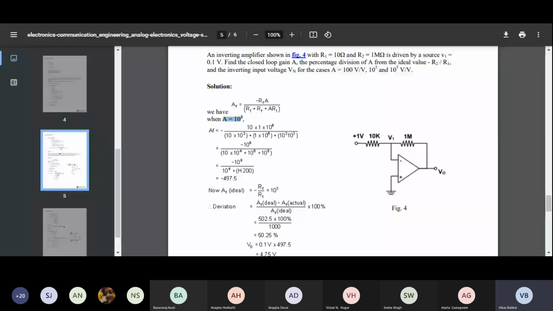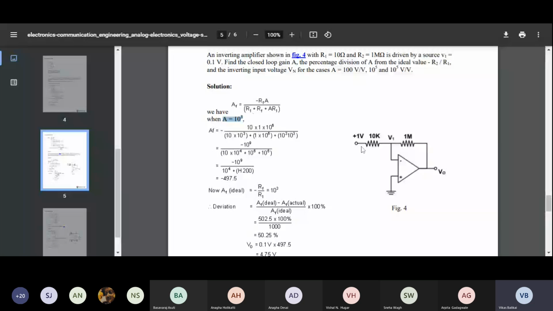Maybe this could be 100, but it should have been 10 raised to 3. So the A value is 10 raised to 3, and RF is 1 mega ohm. RF he has typed properly, but instead of 10 raised to 3 he has taken A as 10. If we make it 10 raised to 3, it will be minus 10 raised to 9, whole divided by R1.